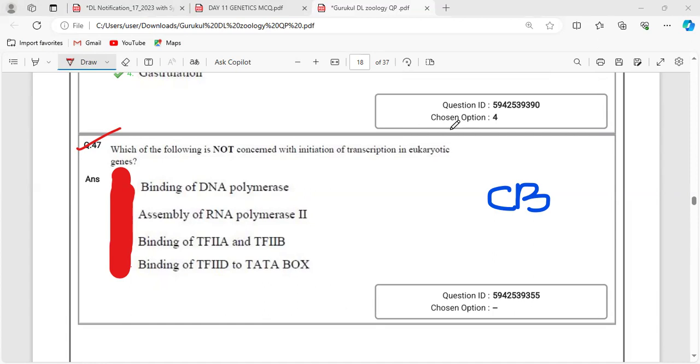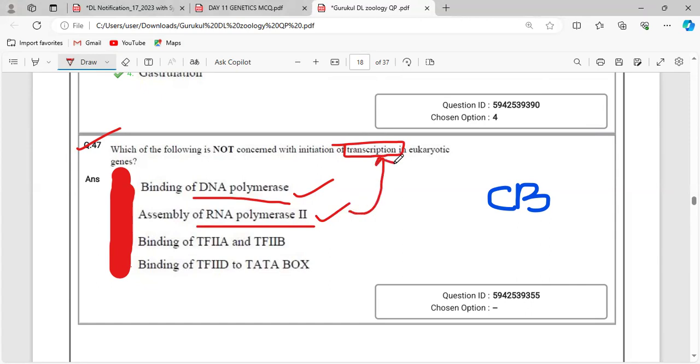See, don't think too much. Just see the first option. This is DNA polymerase. Do you think this DNA polymerase is involved in the transcription? Just think it. And RNA polymerase. Do you think this enzyme is involved in the transcription?